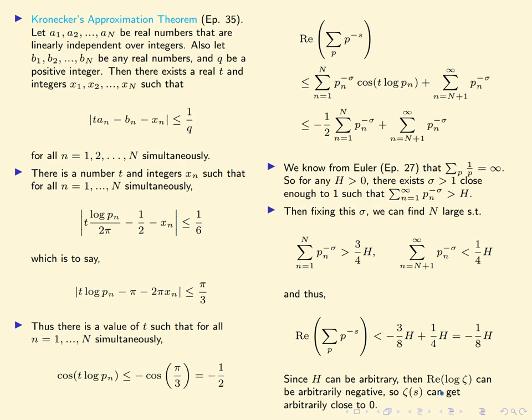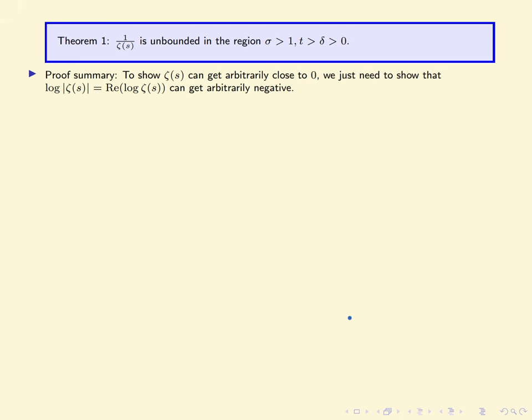And therefore the zeta function can get arbitrarily close to 0. So that's the proof. Okay, so I'm just going to go over the proof a little bit. We just proved this theorem that 1 over zeta of s is unbounded in the region sigma greater than 1 and t greater than delta greater than 0.